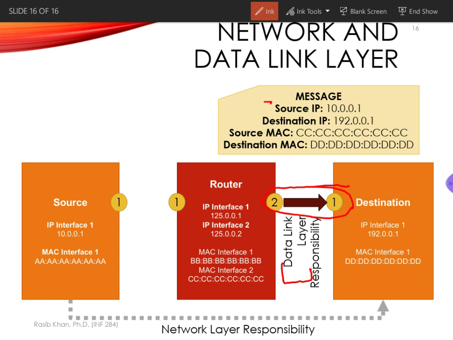If we look at how the message looks now, the source and the destination IPs didn't change. The source IP is still the IP address of the source, and the destination IP is still the IP address of the final destination. However, the source MAC and the destination MAC have changed. The source MAC is now the MAC address of interface 2 of the router, and the destination MAC now is the MAC address of interface 1 of the destination.